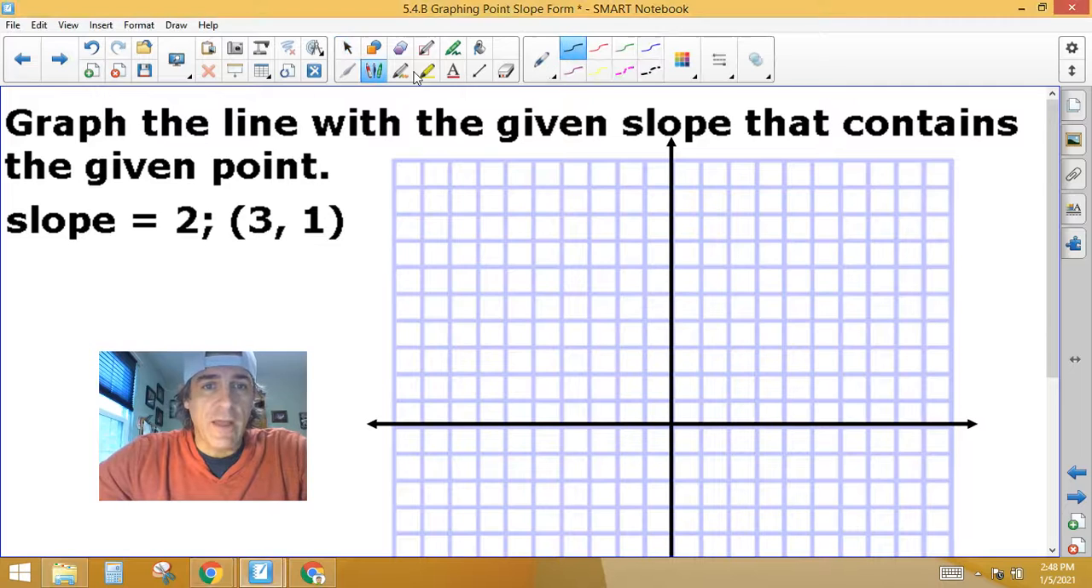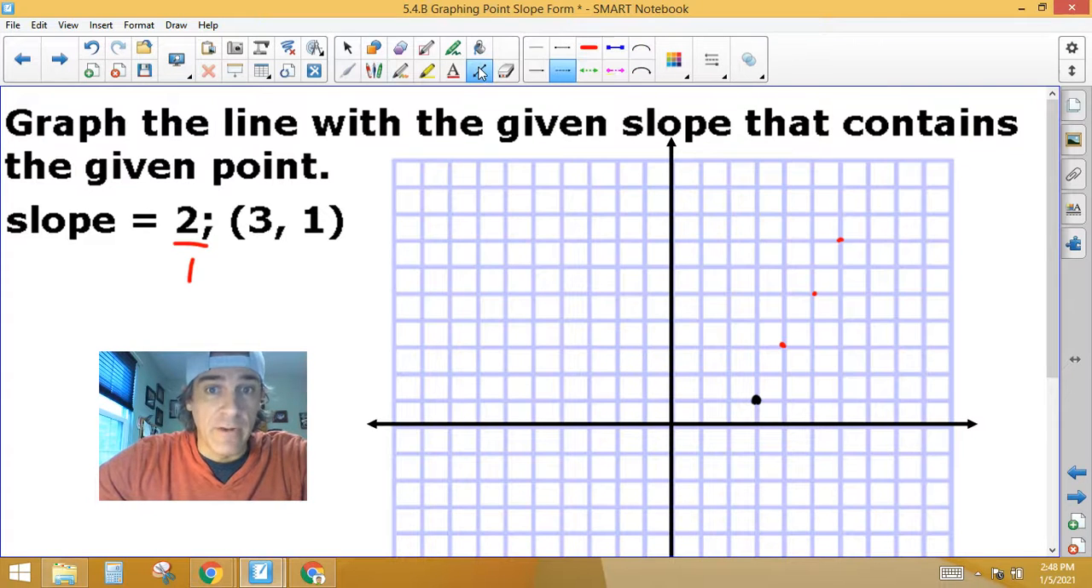So we can plot the point, which is 3, 1, go over 1, 2, 3, and up 1. So here's my first point. This is my starting point. And all I'm going to do is now apply my slope, which is 2. And technically it's 2 over 1. I'm going to go up 2 spaces and over 1. Up 2 and over 1. I can repeat that forever, but I really don't need to.